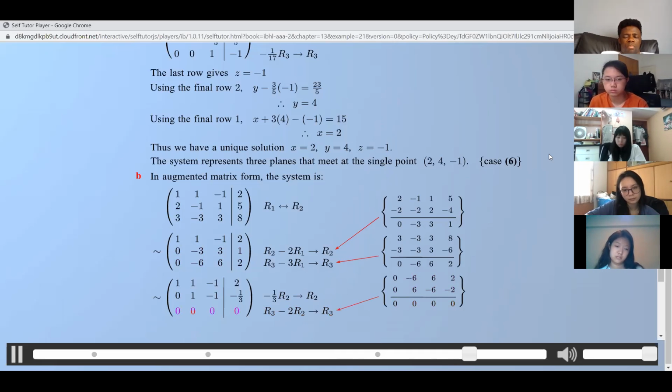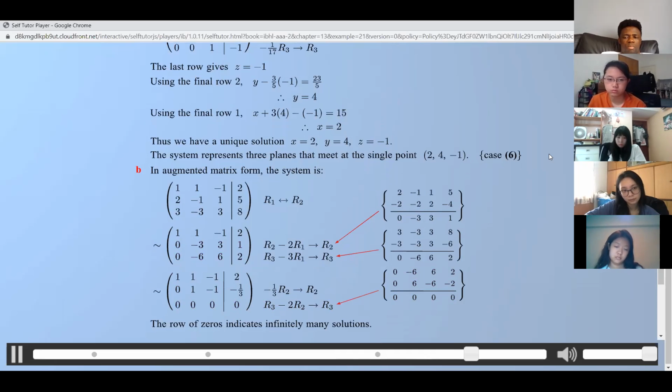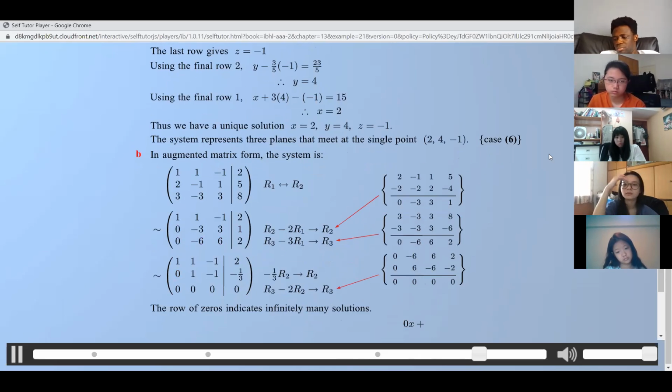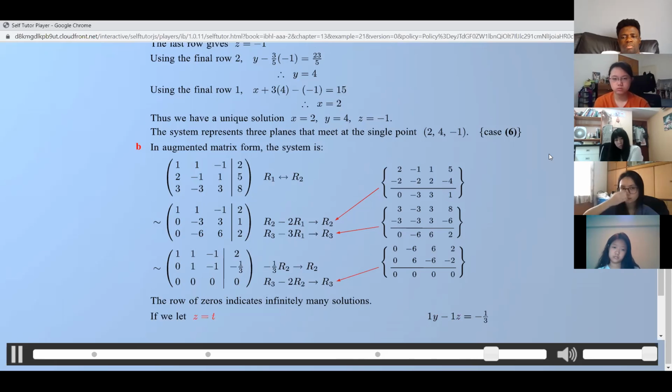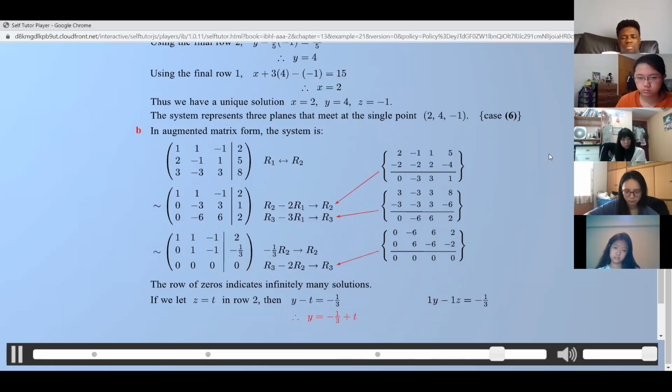We see a line of zeros, which means the system is consistent and there are infinitely many solutions. Row 2 now reads 0x plus 1y minus 1z equals -1/3. Since there are 2 variables in this equation, we need to make one of them a parameter. Suppose we let z be the parameter t, then substitute it into row 2. We add t to both sides, so y is the subject.